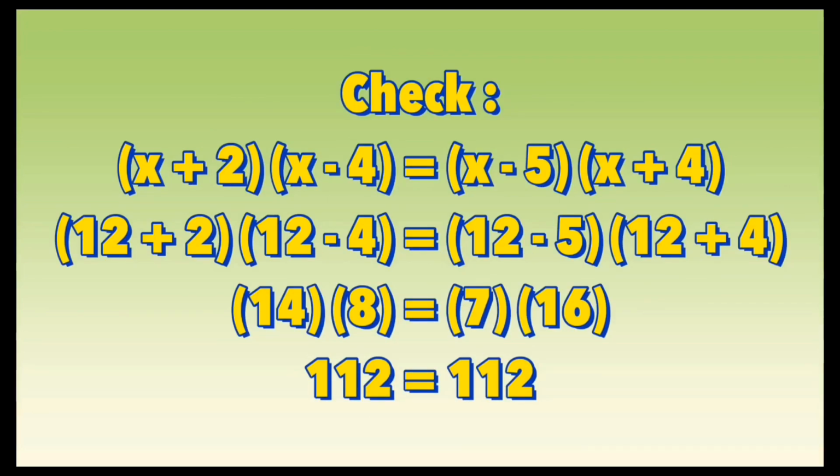So we're going to copy the original equation: the quantity x plus 2 times the quantity x minus 4 equals the quantity x minus 5 times the quantity x plus 4. Then we're going to substitute the value of x. Since our value of x is 12, we have 12 plus 2, 12 minus 4, 12 minus 5, 12 plus 4. So combine like terms: 12 plus 2 equals 14, 12 minus 4 equals 8, 12 minus 5 equals 7, 12 plus 4 equals 16. 14 times 8 equals 112, and 7 times 16 is 112. Since the result is a true equation, our answer is correct.